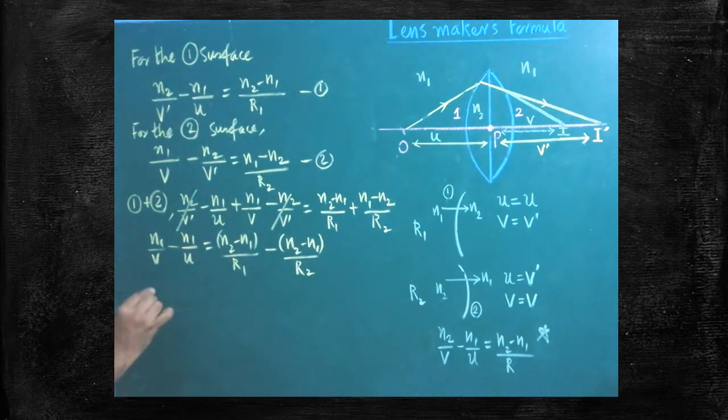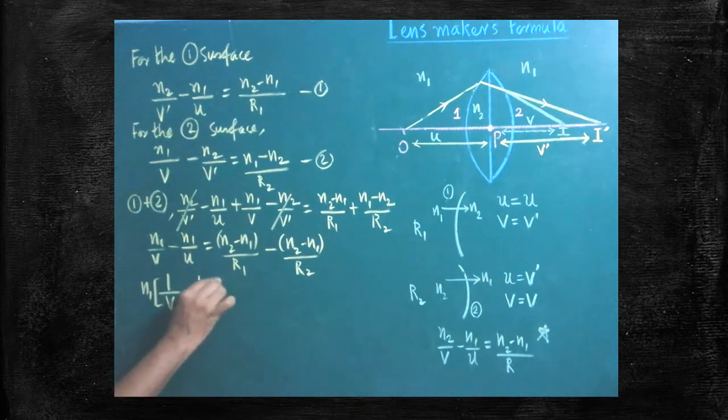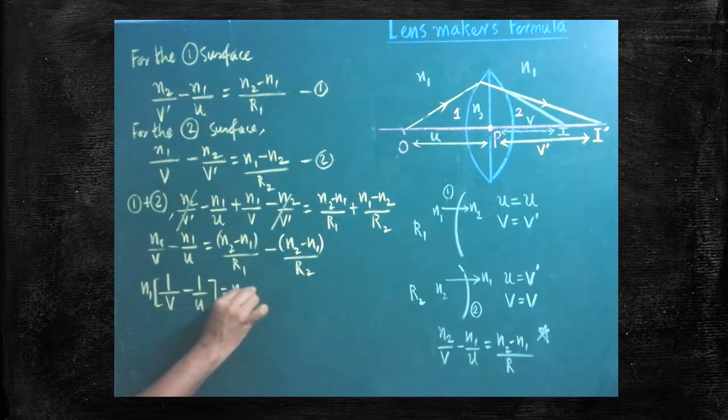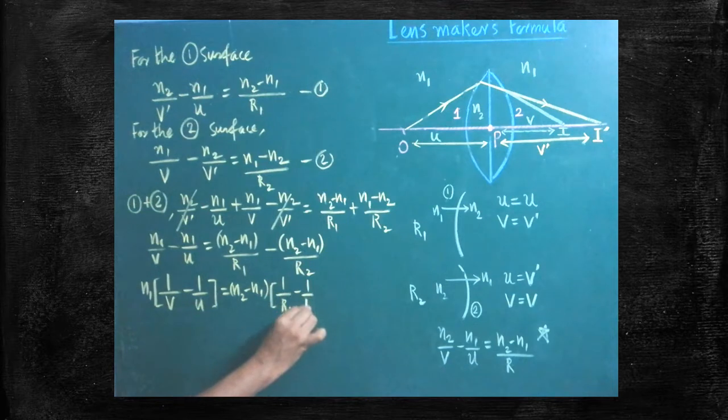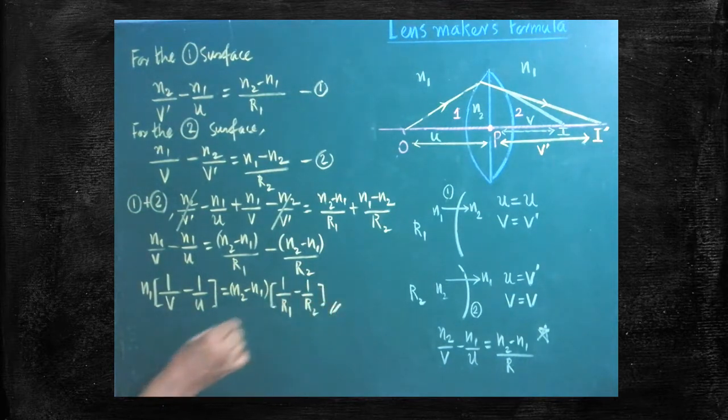Next, what is the next step? N1 is a common factor. N1 can be written outside the bracket: N1 times (1 by V minus 1 by U) is equal to N2 minus N1, which is the common factor here, times (1 by R1 minus 1 by R2). Are you clear? So this is the step.